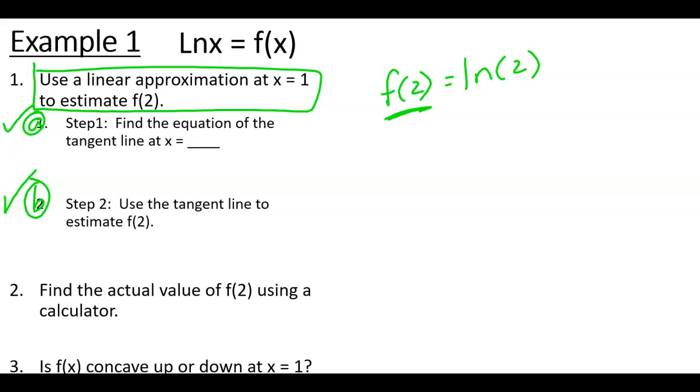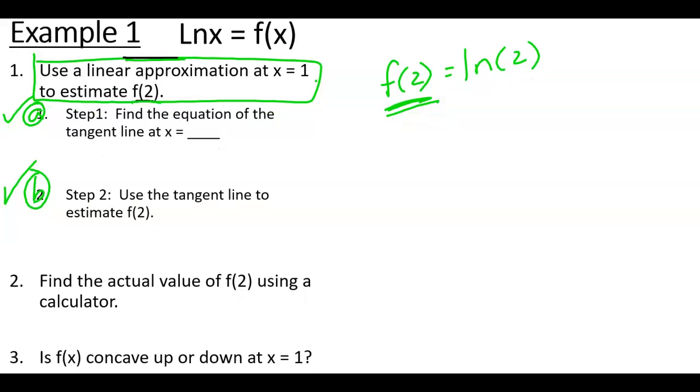All right, so the first thing you'll need to do to get a linear approximation to estimate this value is find the equation of the line that's tangent to your function at x equals 1. Okay, so they want us to do a linear approximation at x equals 1. Now to find the equation of my tangent line at that point, we need a couple of things. We need an x value, we need a y value, and we also need a slope.